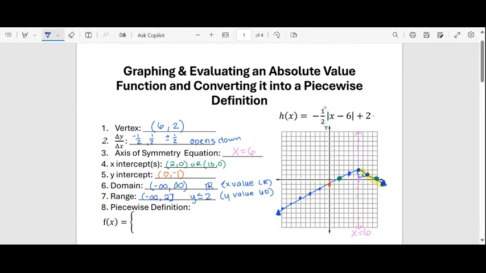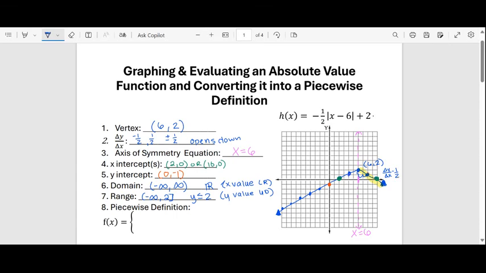Now, I can use the vertex for my piecewise definition. And I will always use the vertex because it's the point that both my lines share, and I don't have to do a lot of thinking. My vertex is a very easy point. This point right here, our vertex was at (6, 2). So (6, 2) is my point, and my slope on this side is -1/2. So I'm going to go ahead and write the definition for that line.